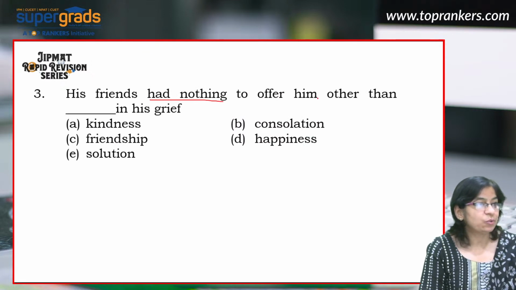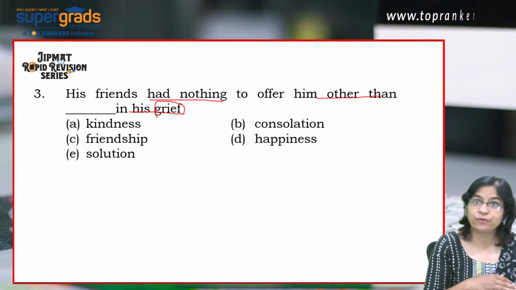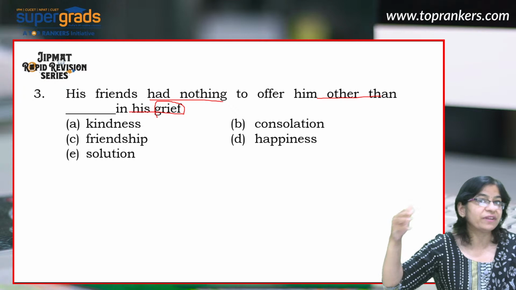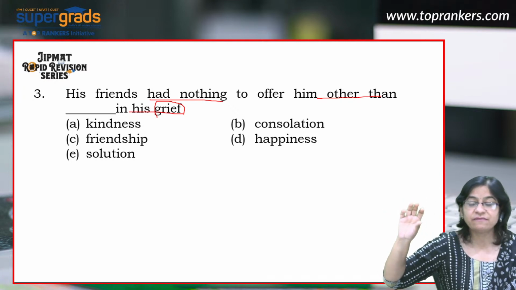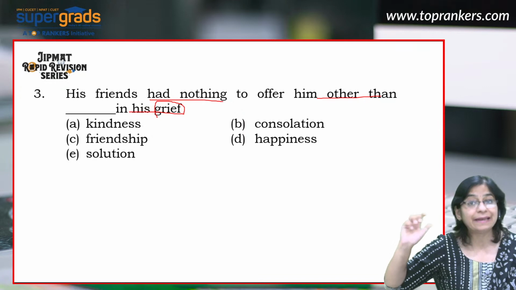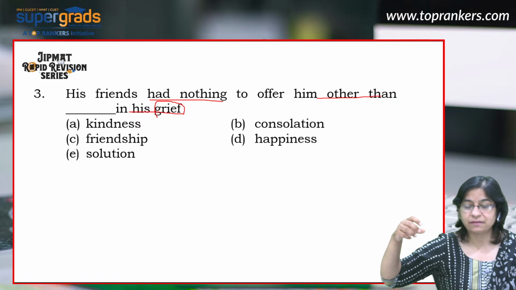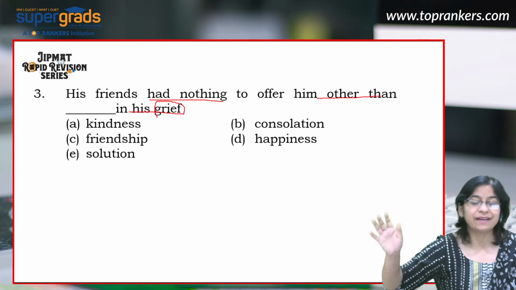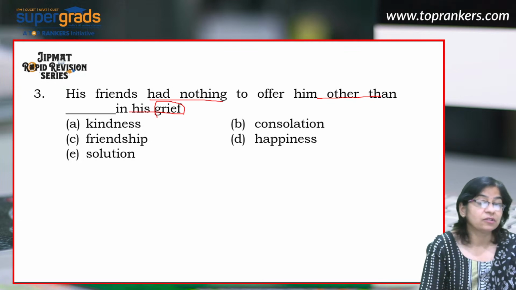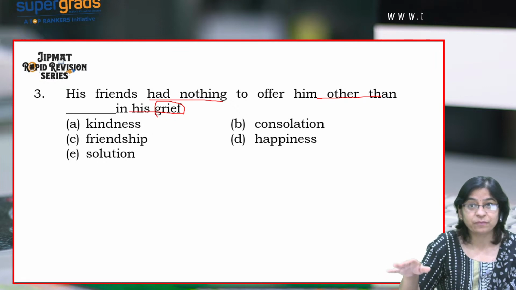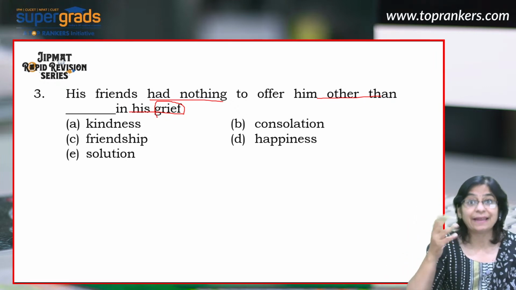His friends had nothing to offer him other than dash in his grief. Now see, even before I look at the answer choices, let me understand what the question has to offer. So his friends had nothing else to offer him. So they could not offer anything else in his grief. Grief is when you are in pain, when you are unhappy, when you are really sad because something has gone wrong. Something bad has happened. So you're very unhappy, right? So you're in grief. So what would your friends do when you're in grief, when you're in pain? Not literal pain, but yes, you are say unhappy, sad.